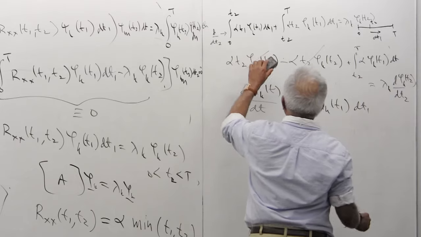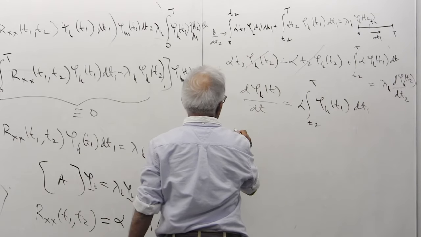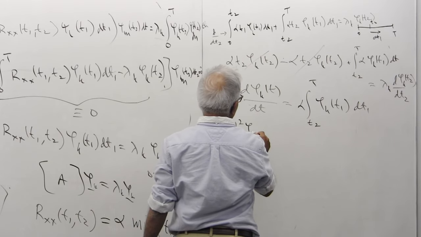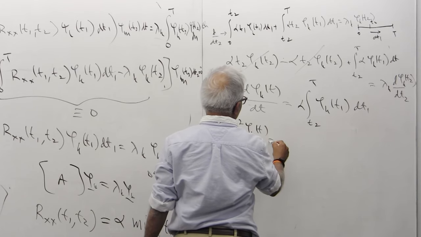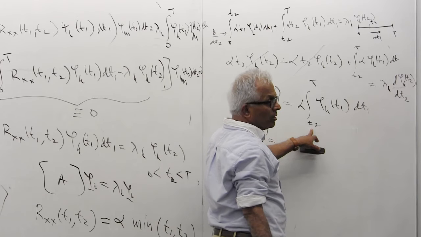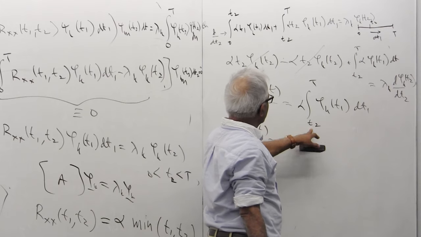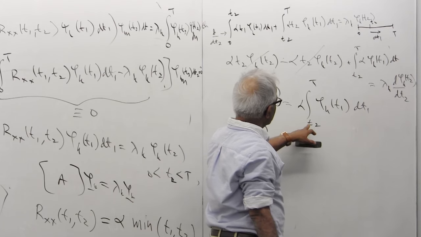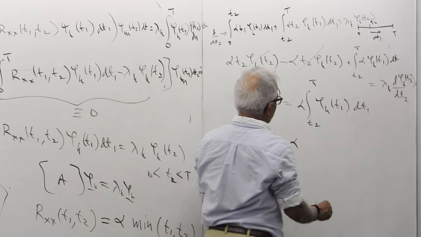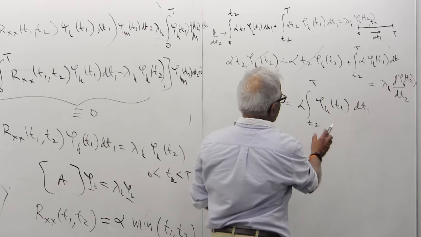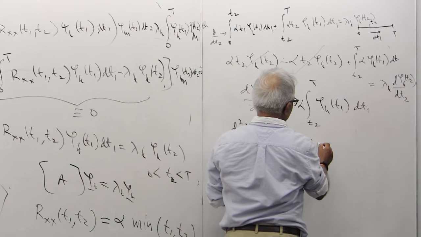All right, so we got rid of one integral, so we'll do the derivative one more time. So this gives d squared phi k(t) by dt squared equals, here the variable is in the bottom limit, so the derivative of it is 1. So with a minus sign, minus alpha, because it's in the bottom limit, substitute it here, so you get phi k of t2.